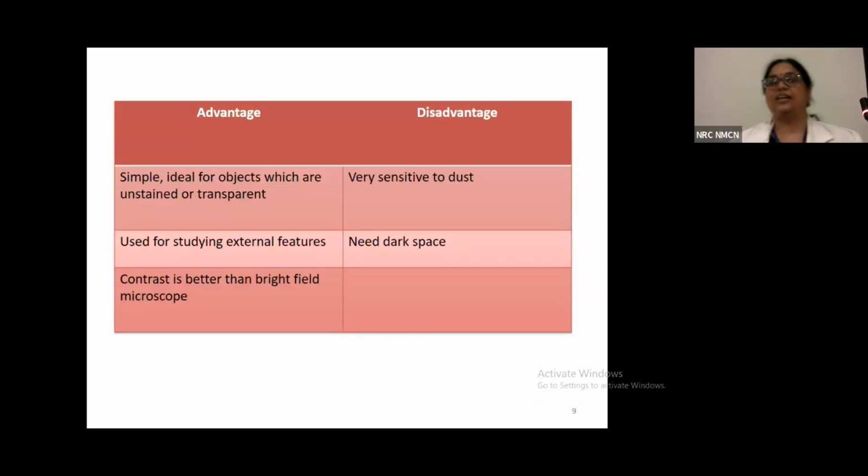So what is the advantage of this dark field microscope over the bright field microscope? It is simple and is ideal for objects which are unstained or transparent. Basically it is used to study the external features, and contrast is therefore better than the bright field when the specimen or the slide is unstained.